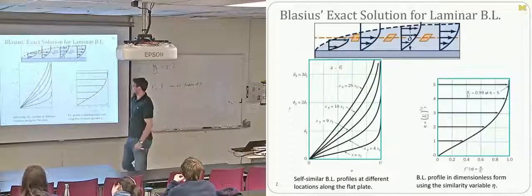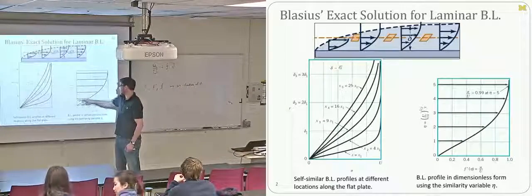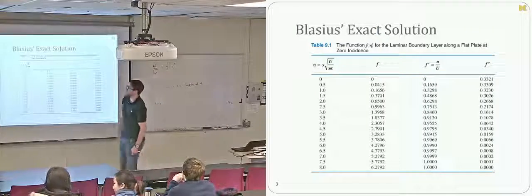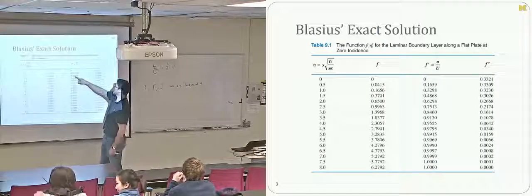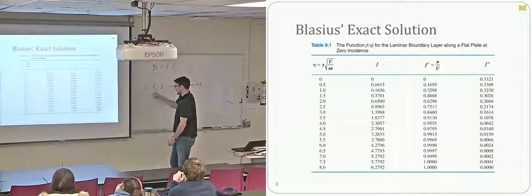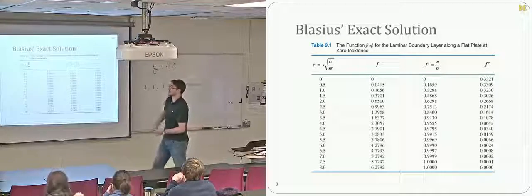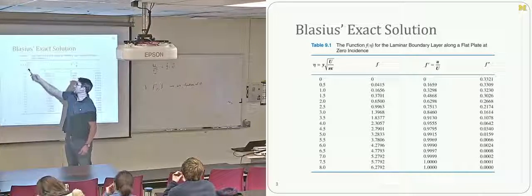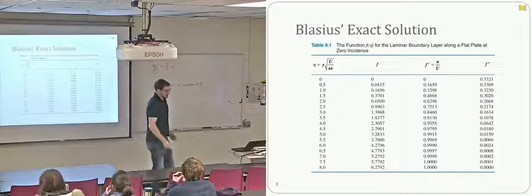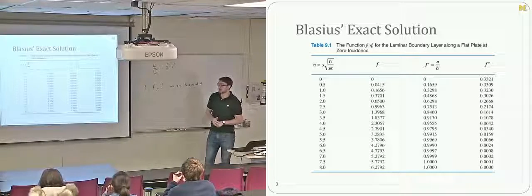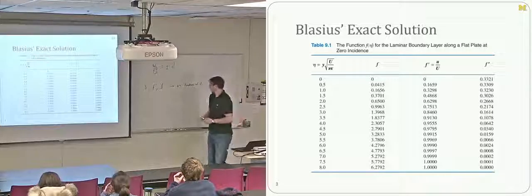We would say, all right, I'm interested in a certain eta value of 1, for example. Go in here, eta equals 1. Our velocity is 33% of the free stream velocity. And so you could figure out what dimensional distance eta corresponds to by knowing what position you're at on the plate, and what the free stream velocity and viscosity are, and you can rescale your velocity profile from this.